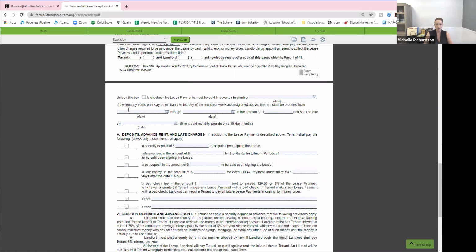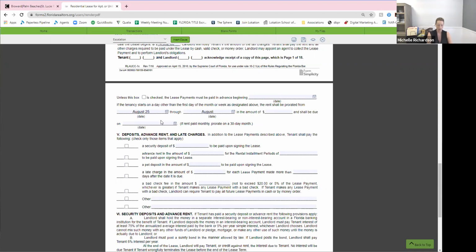Down below here, unless this box is checked, the lease payments must be paid in advance beginning on a certain day. So if you have advance rents or anything like that and you want them to pay in advance, you would put that advance date there. If the tenancy starts on a day other than the first of the month or week as designated above, the rent should be prorated in the amount of. Say for example that you had somebody that wanted to move in on August 25th instead of the 1st.